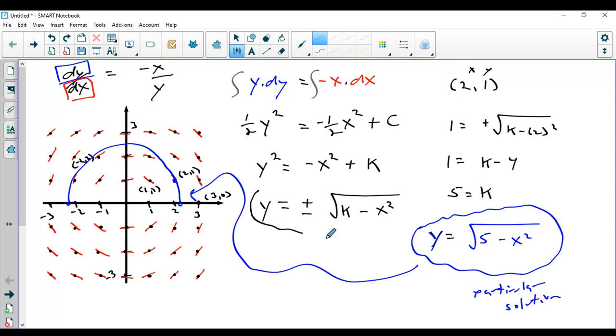Whereas this was the what? This was your general solution. This is basically looking at the slope field and getting an idea of what those family of curves are going to look like. Okay?